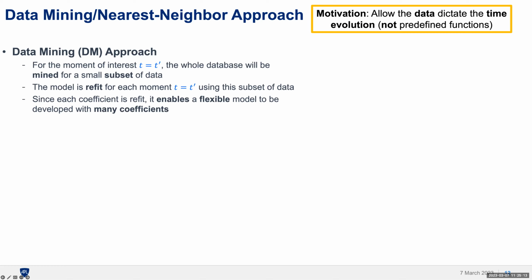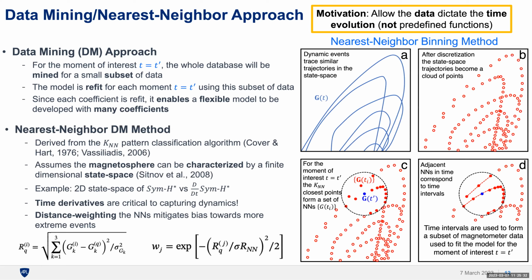And then the model is refit for each moment. So this whole process of data mine the magnetometer archive, get a subset of that data, fit the empirical magnetic field model. There's our global snapshot for that moment in time. And then we do that again for the next moment and the next moment and the next moment. And that gives us the dynamical evolution of the magnetosphere. So the data mining technique we use is this KNN method. It's mostly used as a pattern classification algorithm. And we've kind of turned it on its head and are using it as a data mining approach.